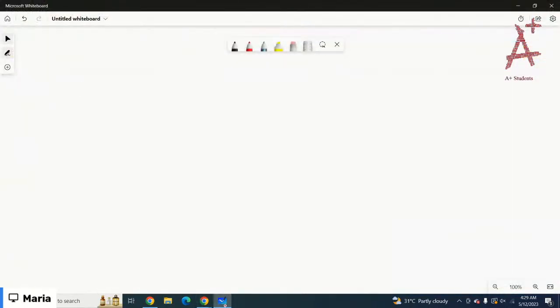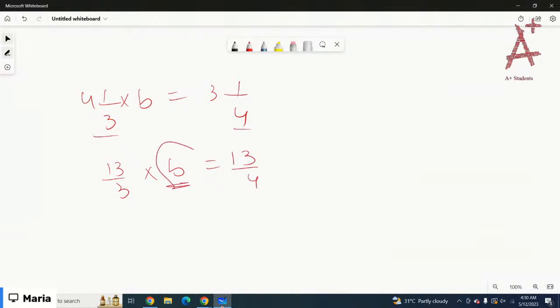It would be 4 whole 1 over 3 times b equals 3 whole 1 over 4. Okay, let's just convert them into improper fractions. It would be 3 times 4 is 12 and 1, 13 over 3 times b. 4 times 3 is 12 and 1, 13 over 4. Basically, you need to calculate the value of b.